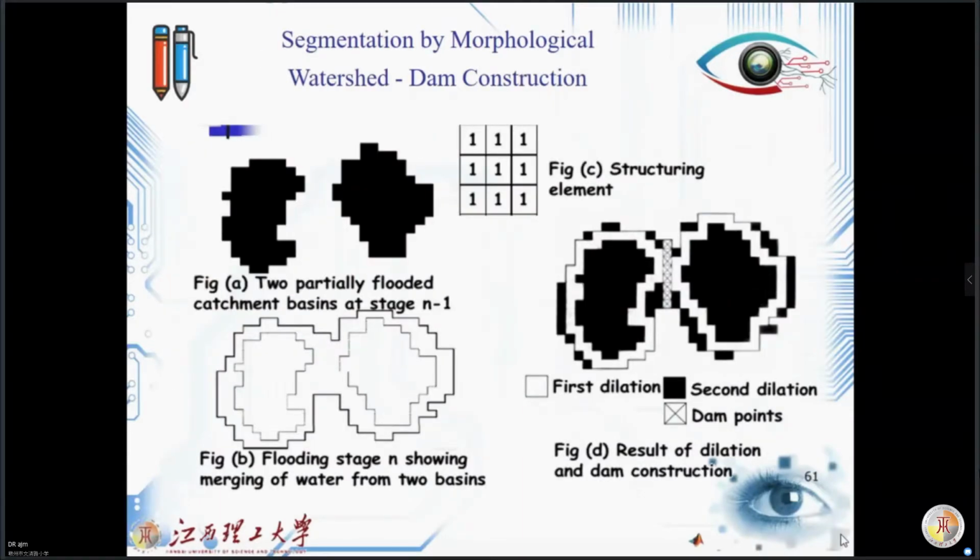If we want to continue more, see that we have one matrix as the structuring element here. And then first dilation and second dilation and dam points are shown here. See the dam points between the two shapes in figure D. The result of the dilation and dam construction is shown here, as you can see.